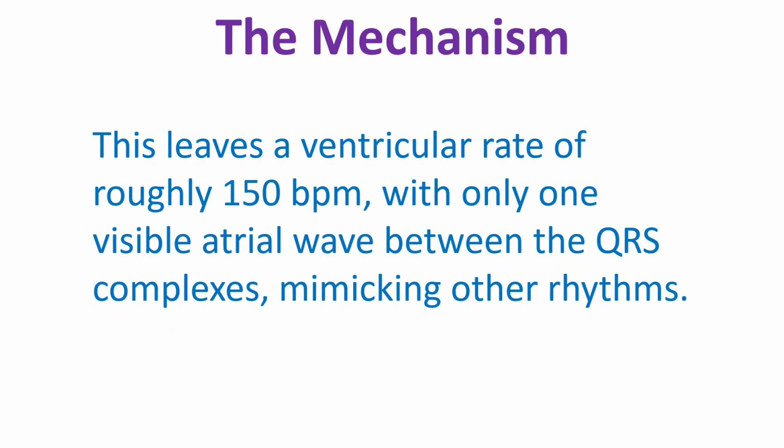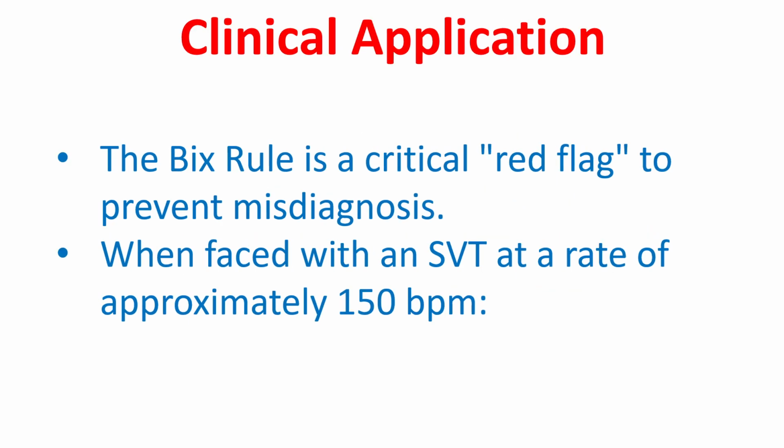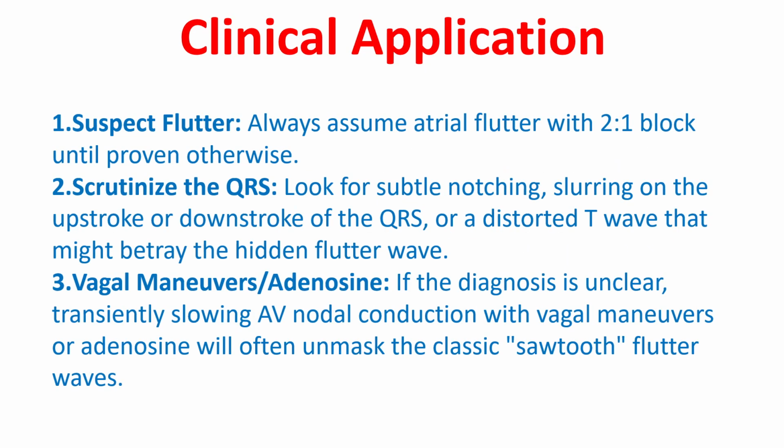This leaves a ventricular rate of roughly 150 beats per minute with only one visible atrial wave between the QRS complexes, mimicking other rhythms. The Biggs rule is a critical red flag to prevent misdiagnosis when faced with an SVT at a rate of approximately 100 beats per minute. Suspect flutter. Always assume atrial flutter with 2:1 block until proven otherwise.